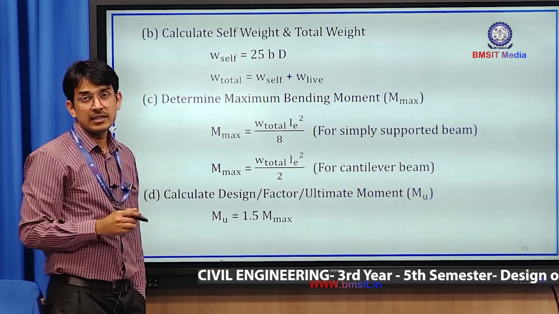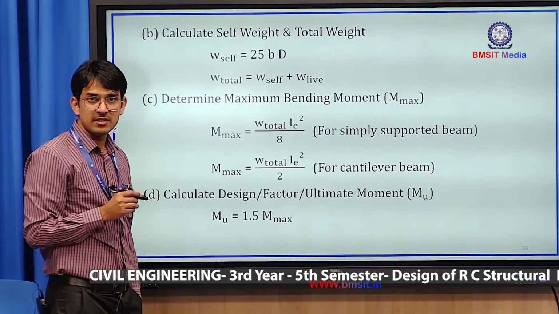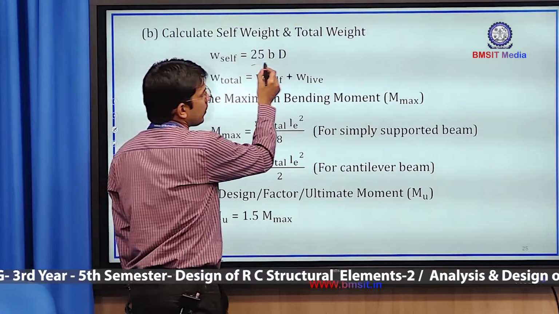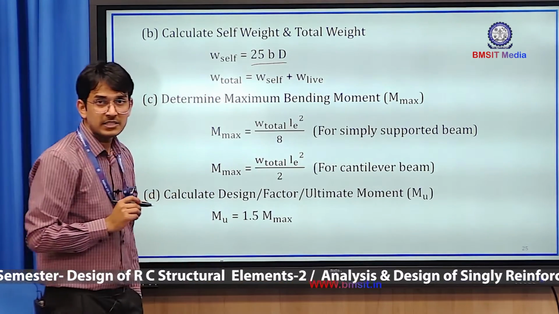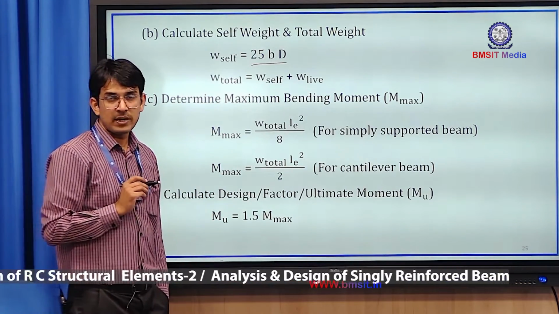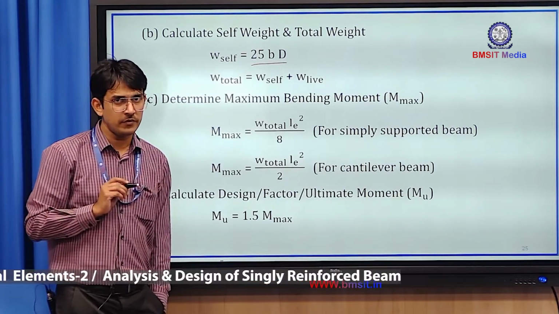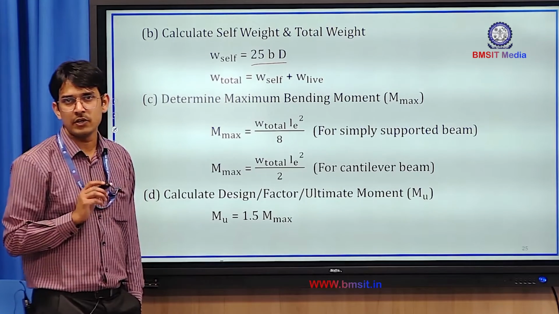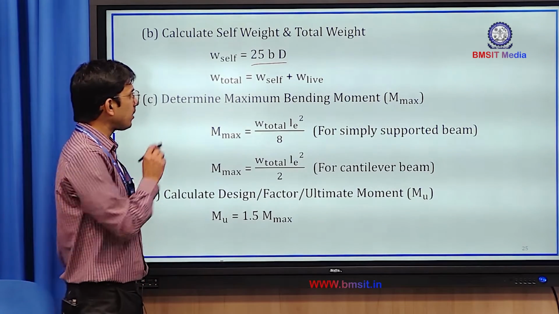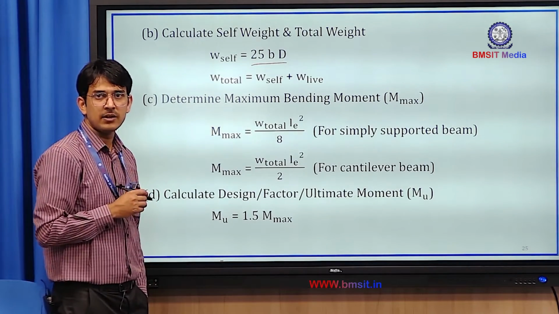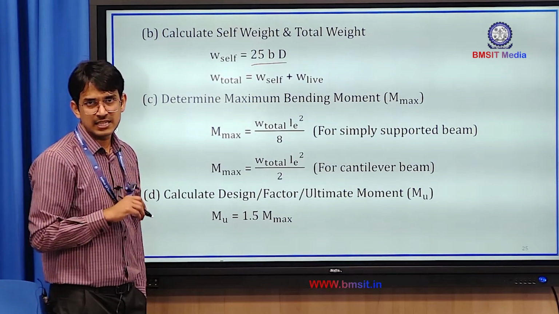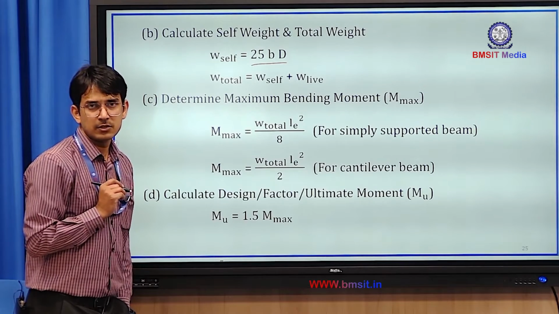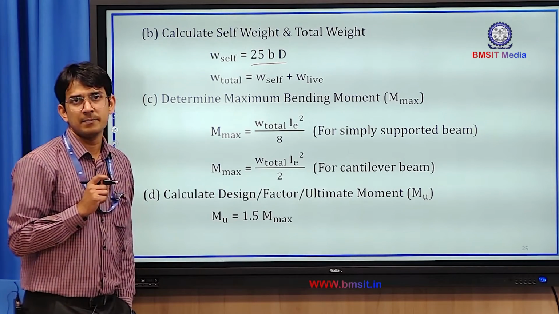Okay, after deciding the dimensions of the section, we have to calculate the dead load or self weight. We calculate it by using 25 B into D. 25 is the unit weight of the RCC, so 25 kilonewton per cubic meter is the unit weight of RCC. Multiplying by B and D, we get the self weight in terms of kilonewton per meter. After that we have to calculate the total load. Self weight we have calculated, and the live load coming on the beam is already given in the question, so we can easily calculate the total load coming on the beam.